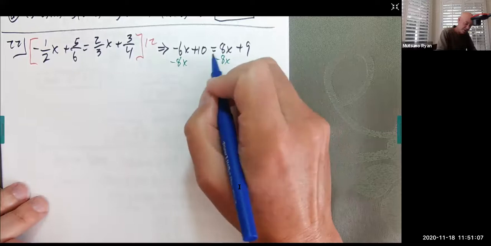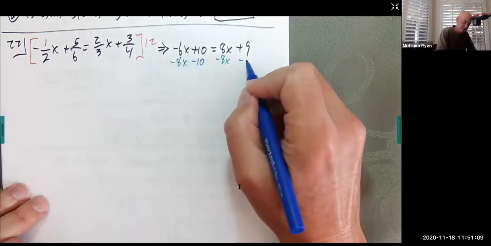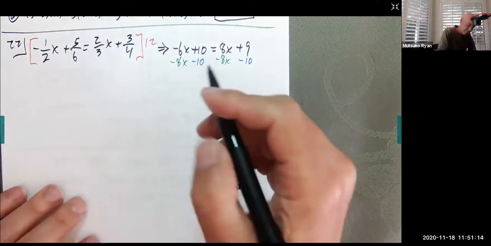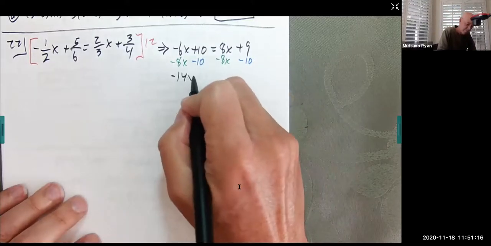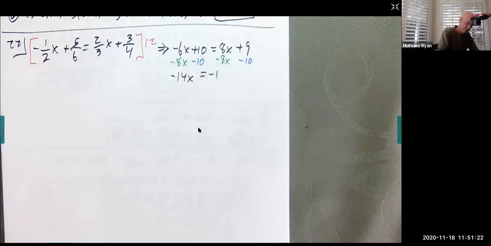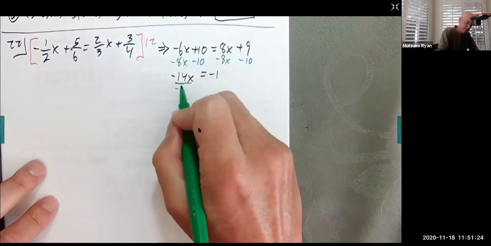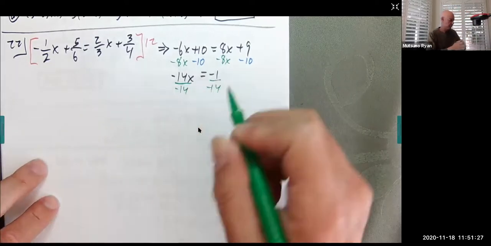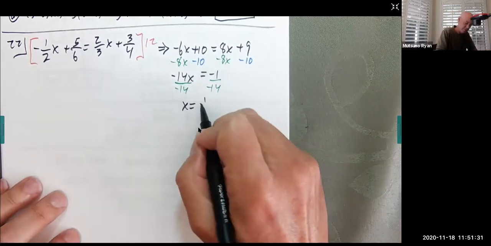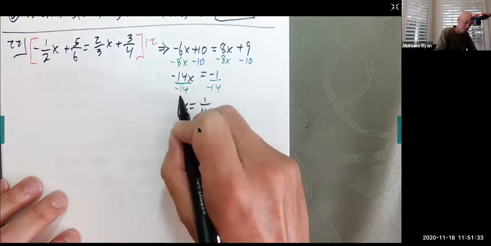Moving all the x terms to the left, the non-x to the right. And I'm dividing both sides by negative 14. A negative divided by a negative is a positive. Positive 1 over 14.